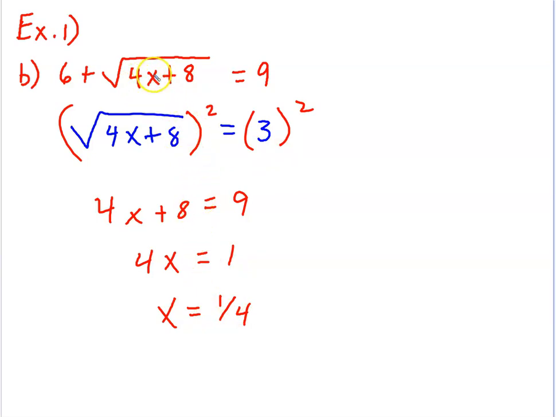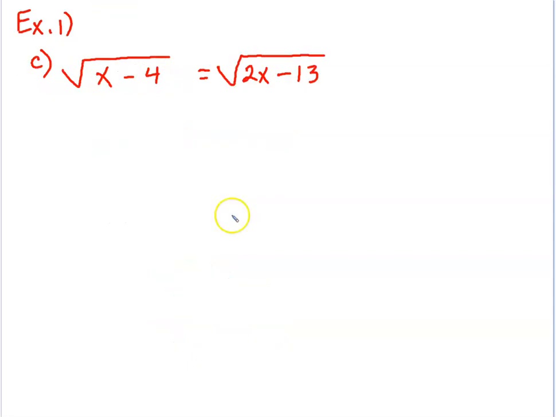So 4 times a fourth is 1. 1 plus 8 is 9. The square root of 9 is 3. And 6 plus 3 is 9. So as it turns out, 1/4 is an acceptable answer.